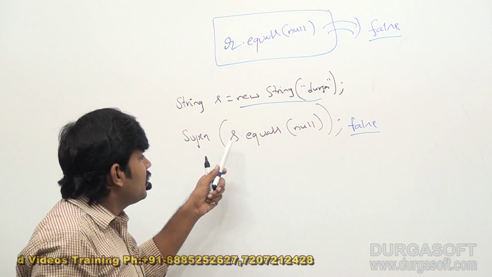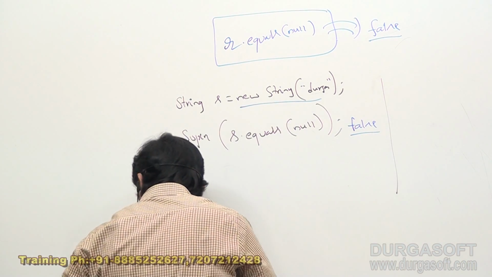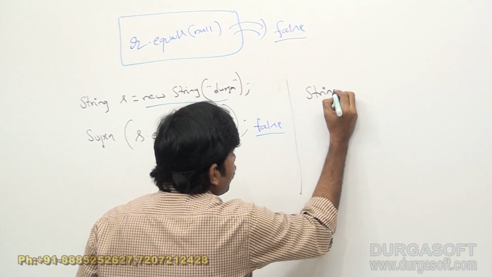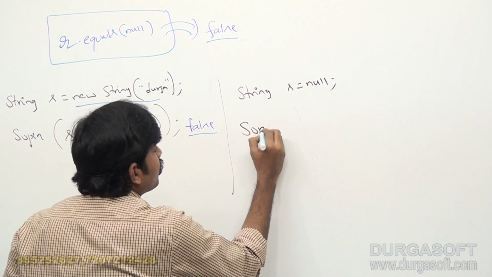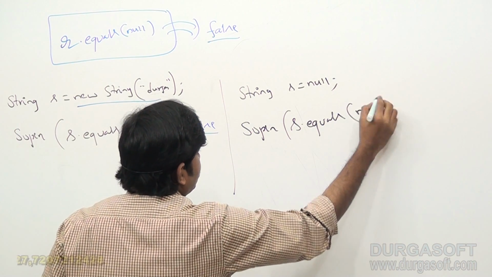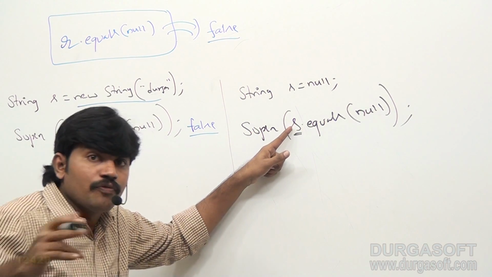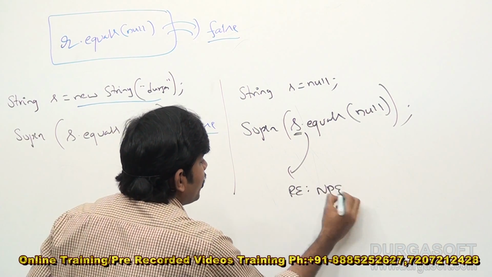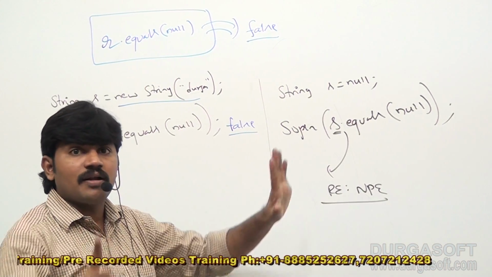By mistake, if the s value is null, observe that, sir. Observe carefully: if s value is null, I am taking String s = null, and System.out.println(s.equals(null)). Sir, it's a null reference. On the null reference, if you try to call any method, immediately we are going to get a NullPointerException. This point we already covered, sir.